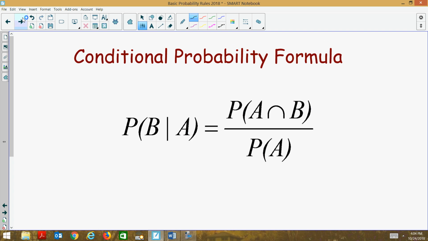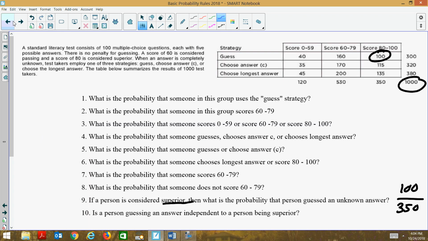The conditional probability formula, first and foremost, the symbol for a conditional probability is a bar. It kind of looks like an absolute value bar, but it's a bar in between two events. So this is saying, what is the probability of B given that A has happened? The answer to that is, it's the probability of A and B happening at the same time divided by the probability of A happening.